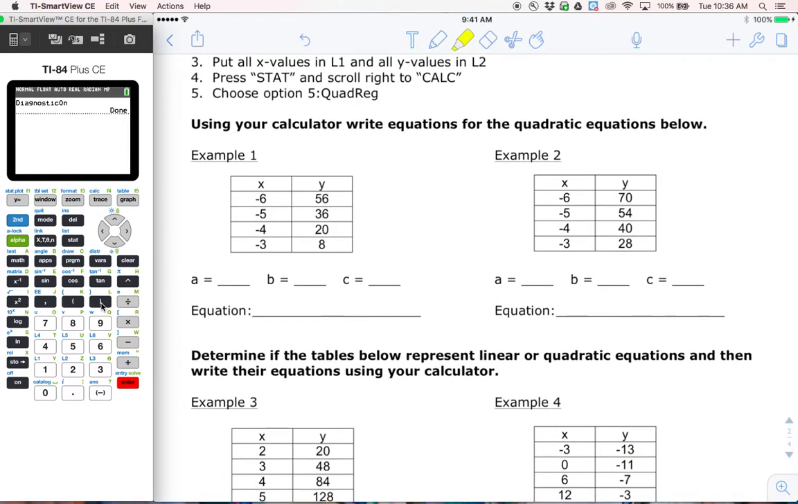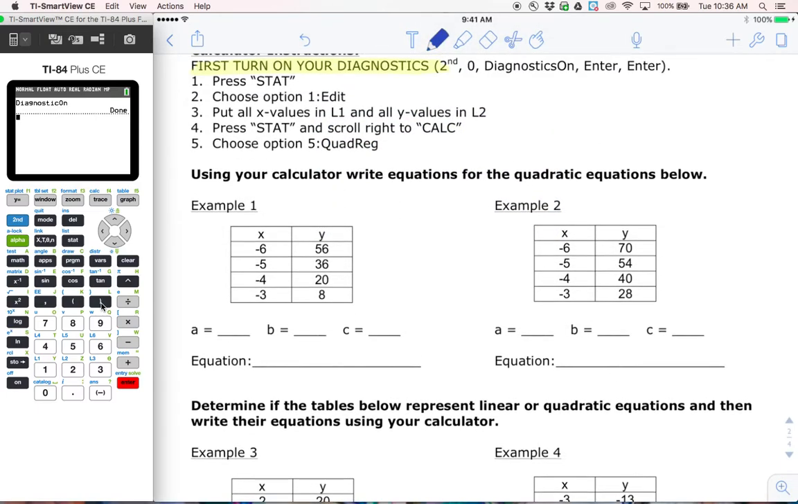calculator. We've got a table. And what do we do when we have tables? We do stat edit, right? So we're going to follow these directions and get our examples, the numbers for the tables. Here we go. Stat, edit. We're going to type in the numbers that we see. So we've got a negative 6, and we've got a negative 5, and a negative 4, negative 3. And then in our y's, let's see, 56, 36, 20, and 8.